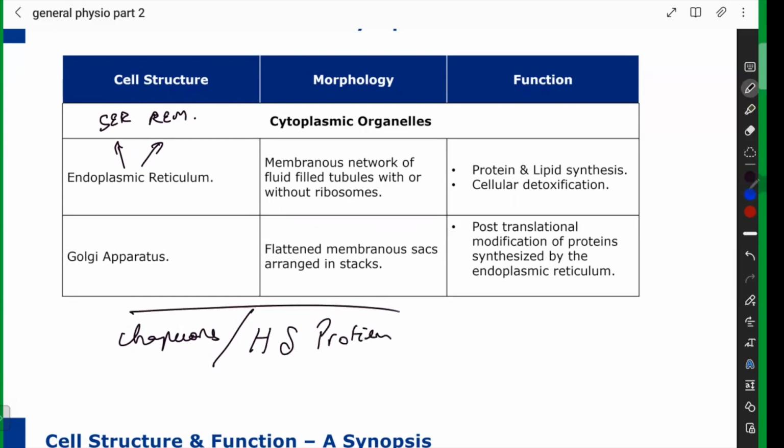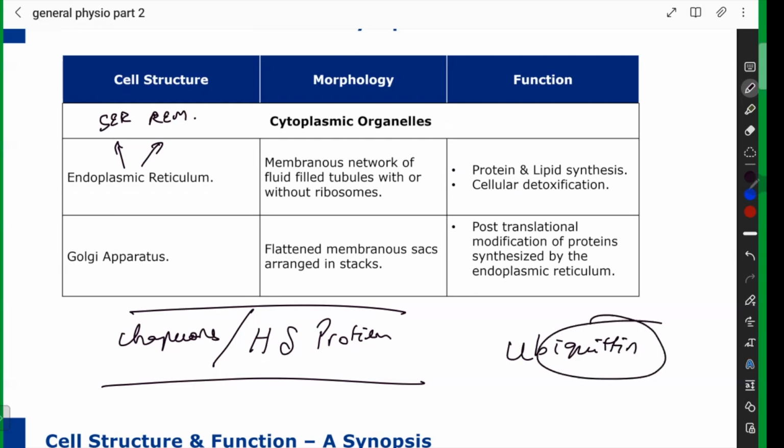Why is it very important? Because when there is no proper folding, it leads to endoplasmic reticulum associated degradation. Misfolded proteins are tagged with a substance called ubiquitin. When there are ubiquitin-tagged proteins, they are going towards the proteasome for degradation. So automatically your cell is going to get degraded.